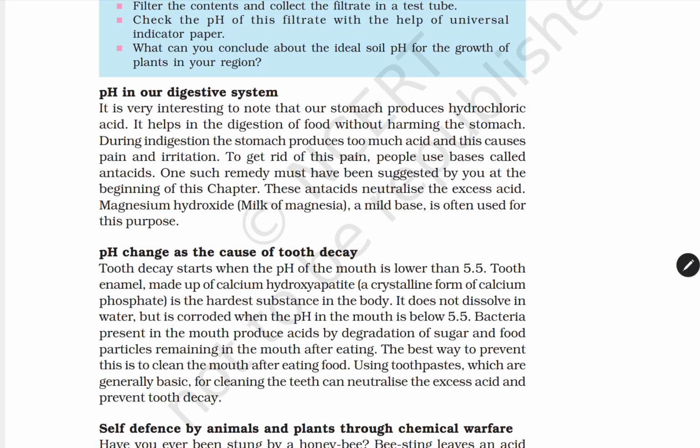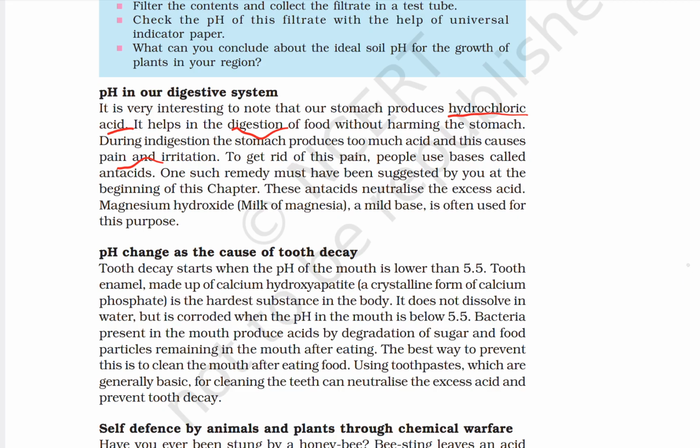Another thing, pH in our digestive system. You know that the stomach produces hydrochloric acid. This helps in the digestion of our food. Sometimes if an indigestion problem is there, the stomach will produce more acid, and then you will feel stomach pain and irritation.